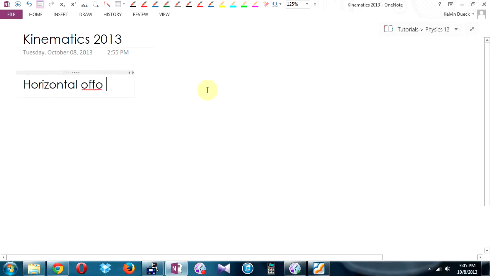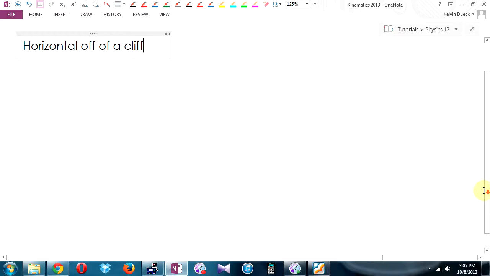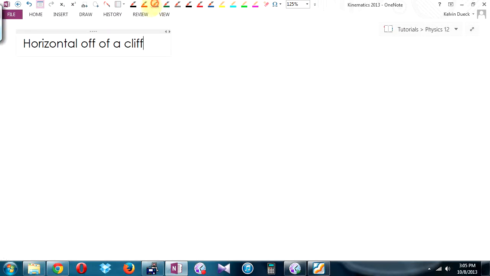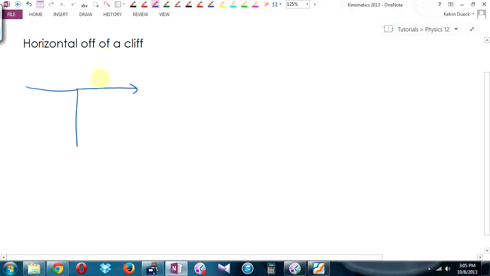Horizontal off of a cliff. What can I ask? Well, let's draw a quick little picture here. Again, you can write this down or I can print this up for you after. But if I gave you a diagram and I said, I don't know, 73 meters per second, and then I need to give you something else.